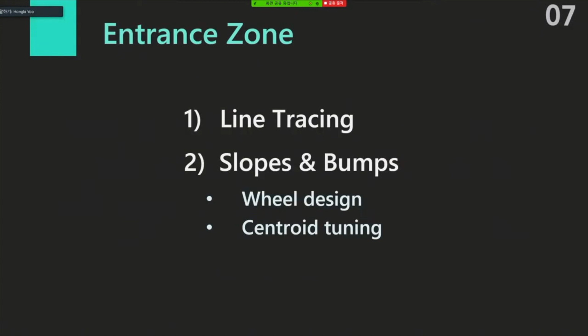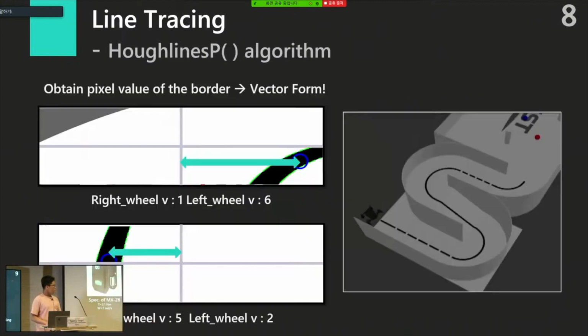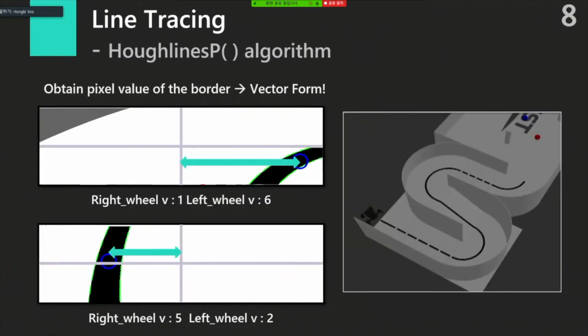So right now, I'll talk about the entrance zone. The entrance zone is divided into two parts: line tracing and slope and bumps. Slope and bumps is more of a design part. So hardware design is more focused in this part. First of all, the line tracing.